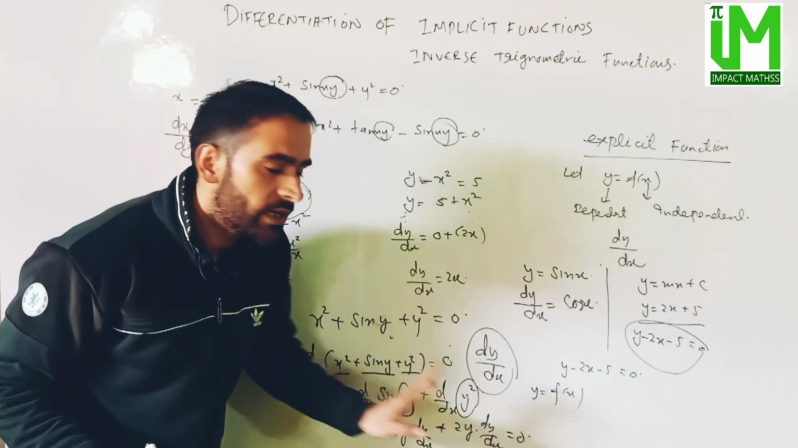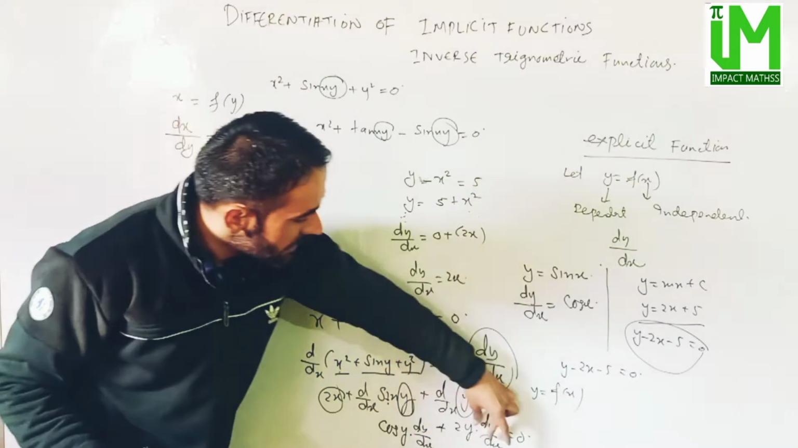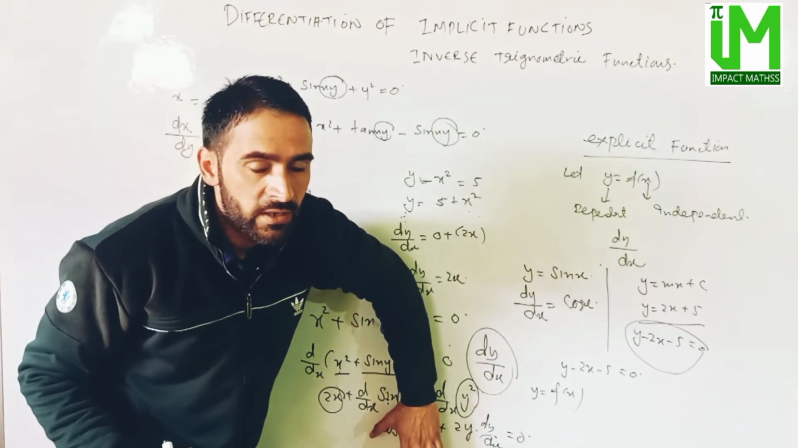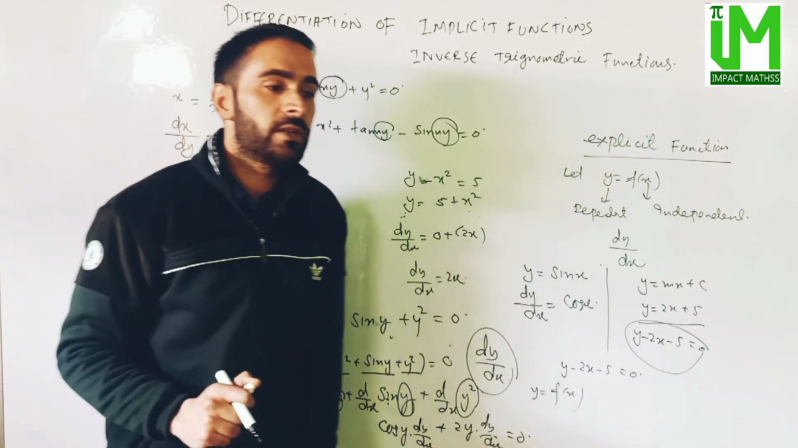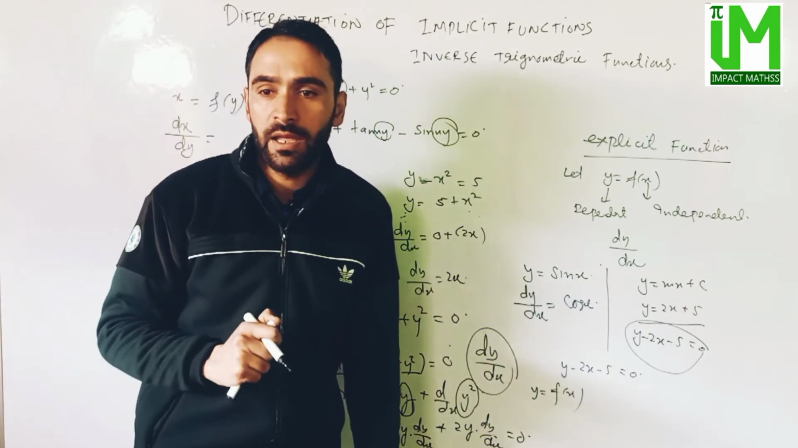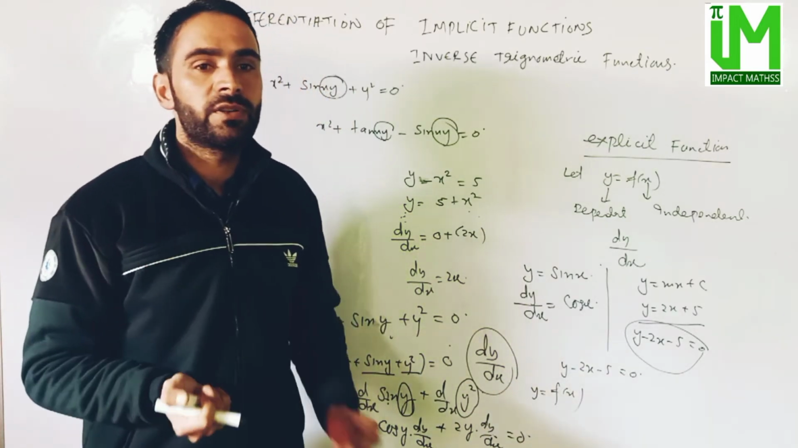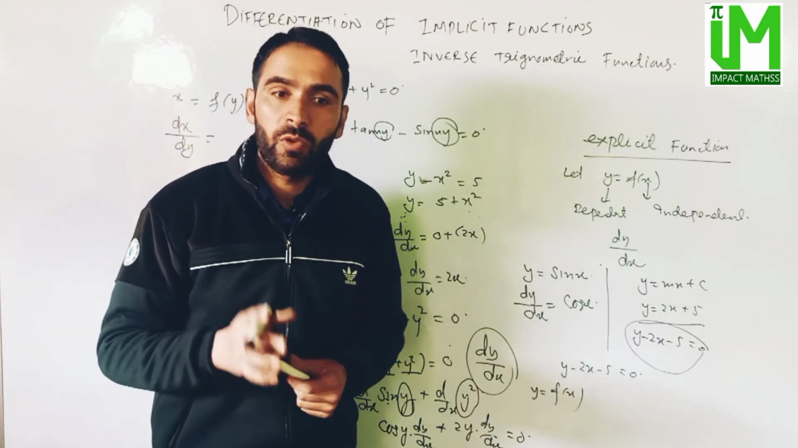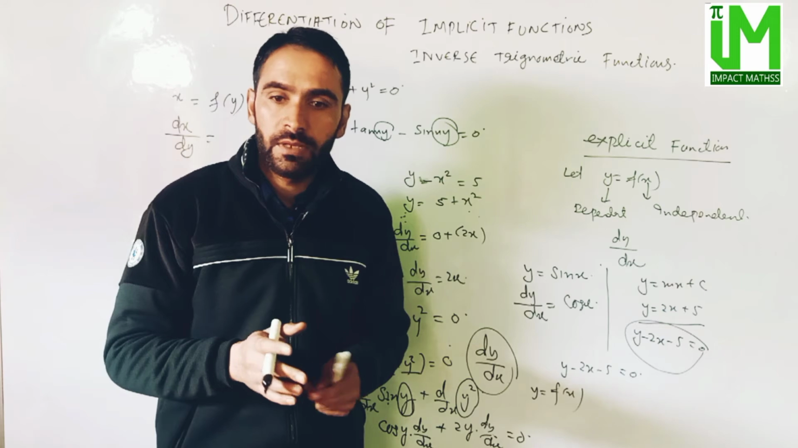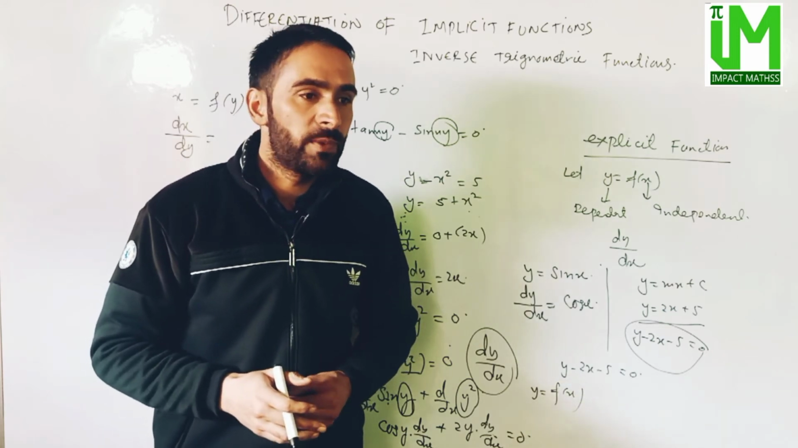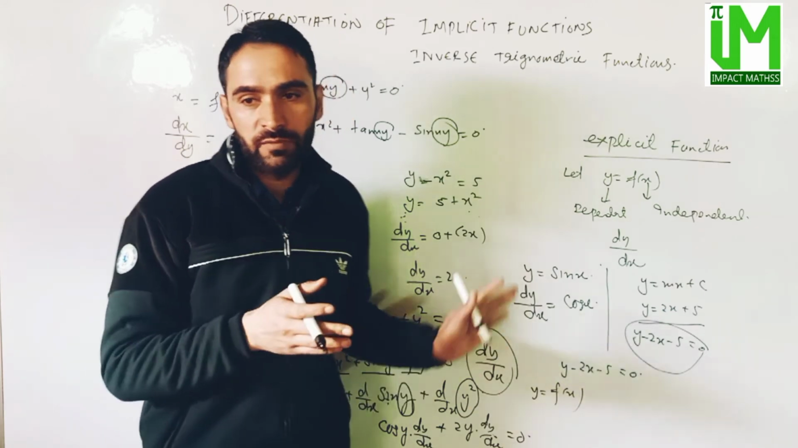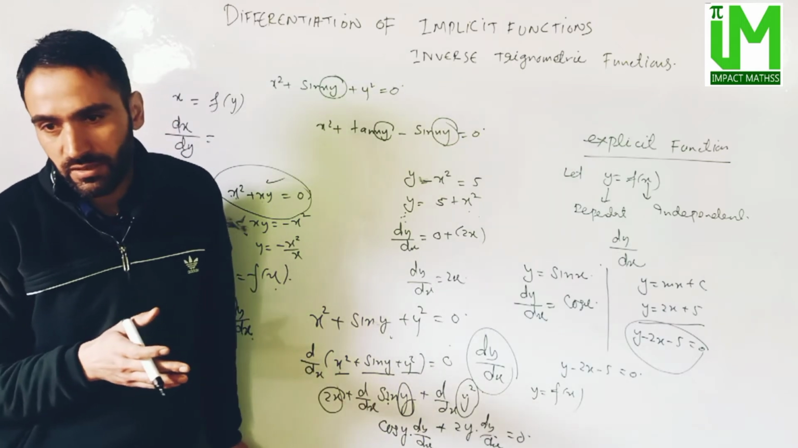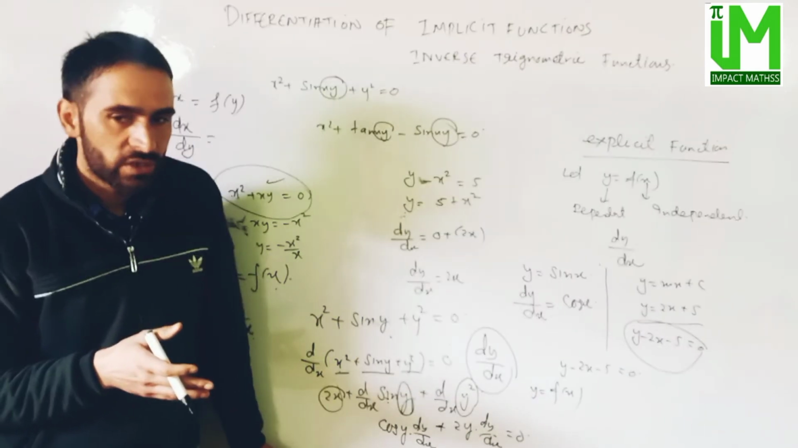Now take the value of dy by dx out, dy by dx is common. The rest of the things will be transposed here, so we will be able to find the value of dy by dx. This is how we differentiate the implicit function where the nature of the dependent variable and the independent variable is not known, so we find dy by dx in this way. This is the direct procedure.